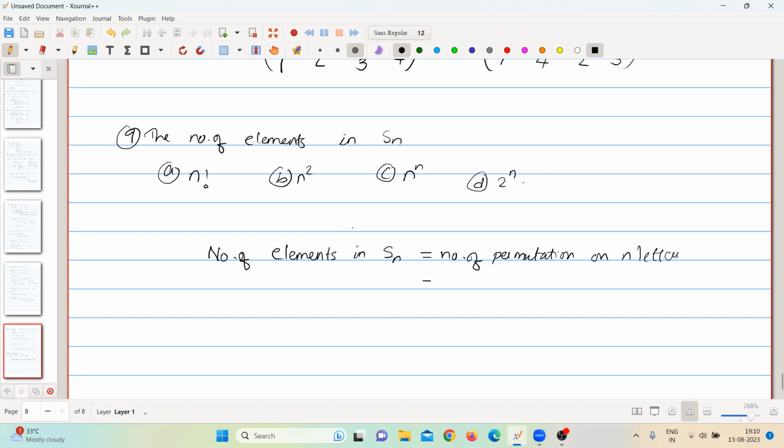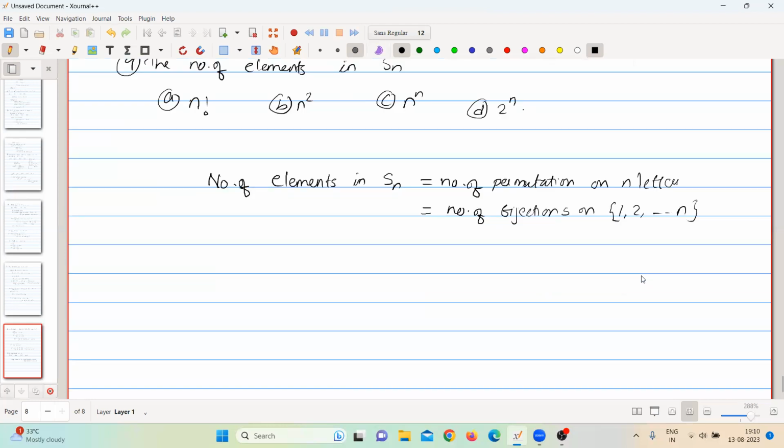So what is permutation? Permutation is the same as the number of bijections on a set of n elements, let us say the set 1 to n. So to find the number of elements in Sn, it is the same as finding the number of bijections from 1 to n to 1 to n. So how many bijections will there be?